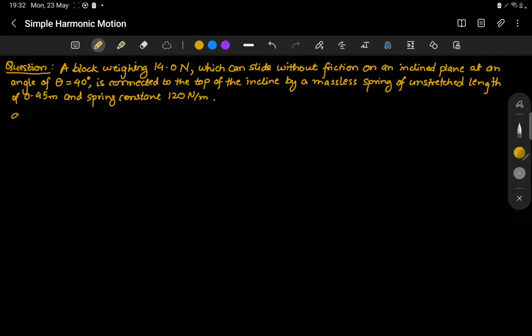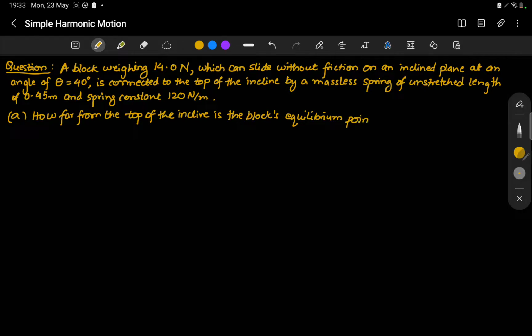So the question is, there are two parts. How far from the top of the incline is the block's equilibrium point? So we need to find out the equilibrium.